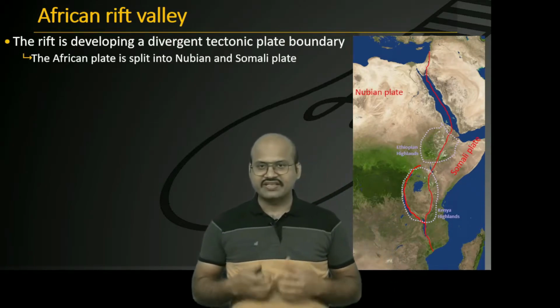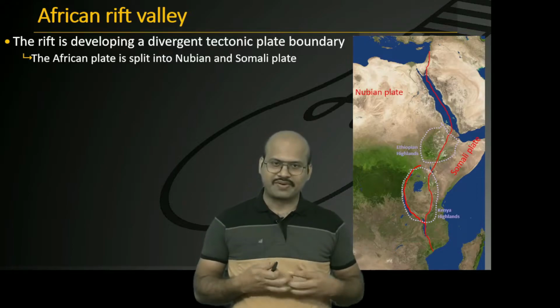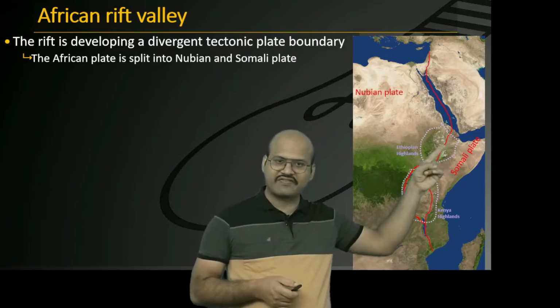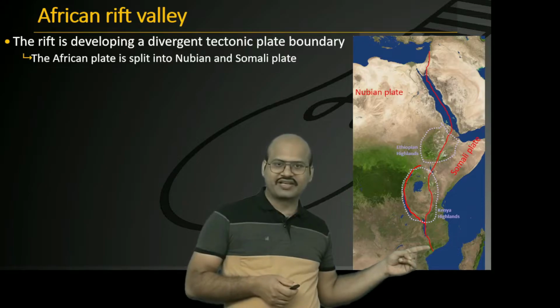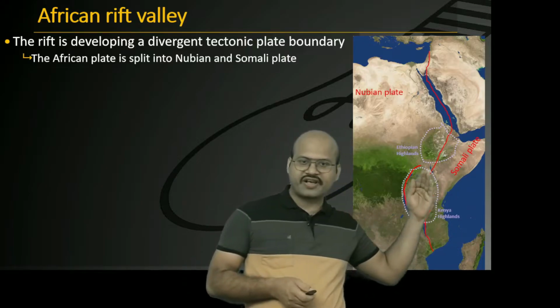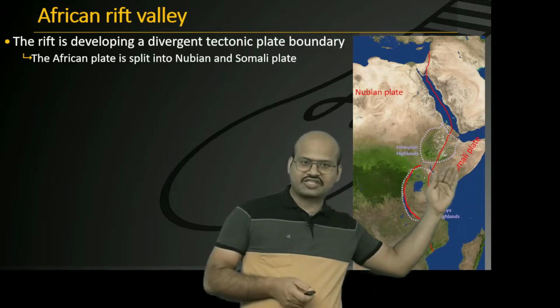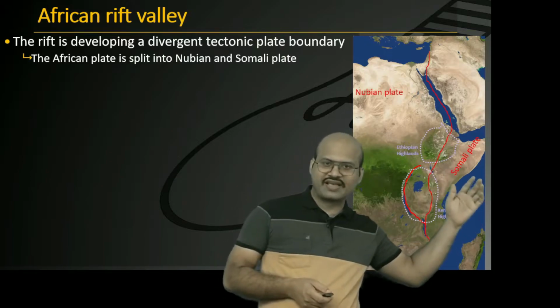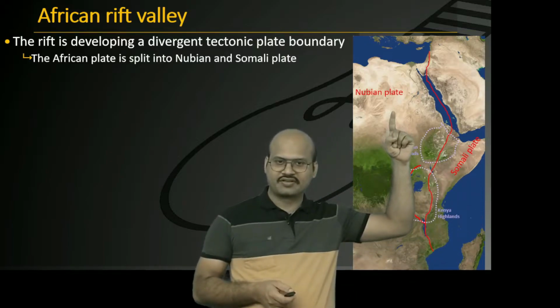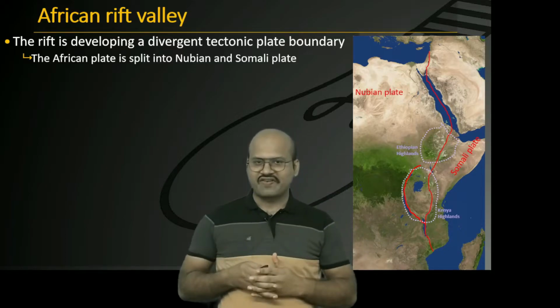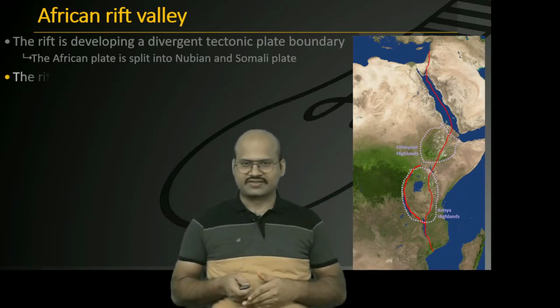The African Rift Valley is developing a divergent tectonic plate boundary. We can see here that this is a divergent plate tectonic boundary that is created, and it is separating the African plate into two parts. The first is the Somali plate, which is moving this side, and another is the Nubian plate. So this Rift Valley is dividing the African plate into two parts.